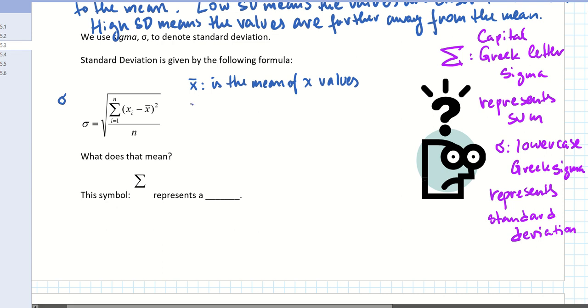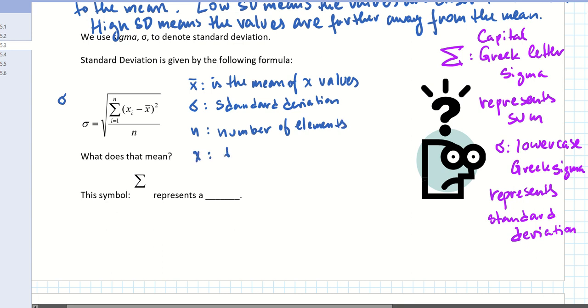So again, sigma is the standard deviation. And then again, n is going to be the number of elements. X again would be the data element. So it could be x1, x2, and so on. I is going to be the index. So basically it just counts. Is it x1? Is it x2? Is it x3? And so on.